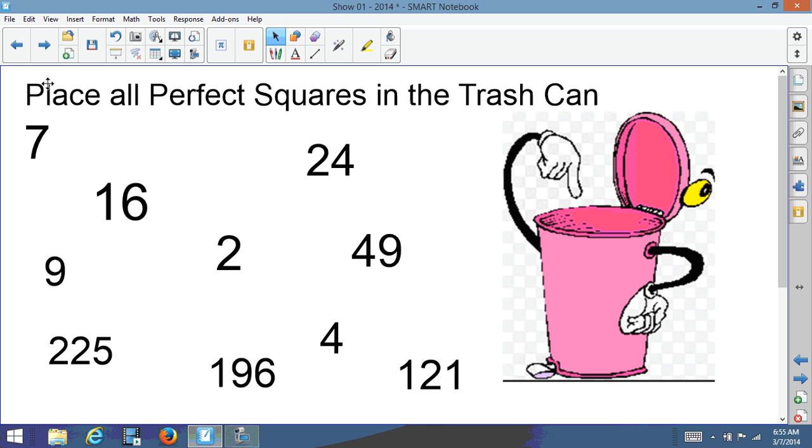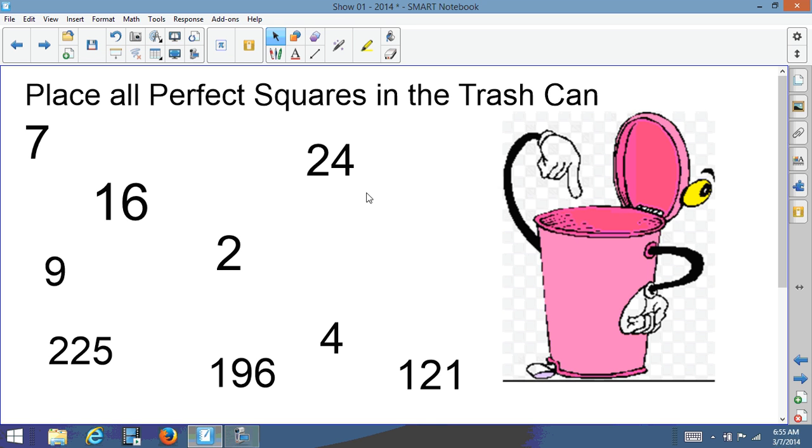Place all perfect squares in the trash can. Perfect squares are numbers that I could take the square root of and get a whole number. Let's look at this number here, 49. 49 is a perfect square. Why? Because 7 times 7 is 49, or the square root of 49 is 7. So 49 would be perfect.